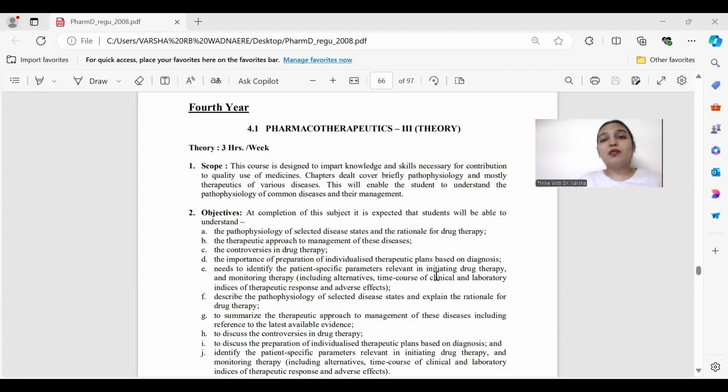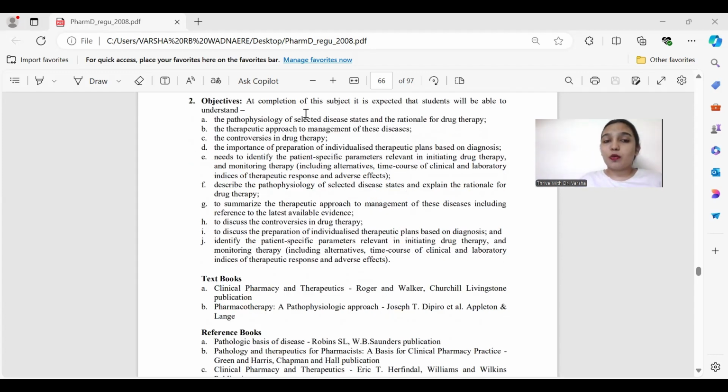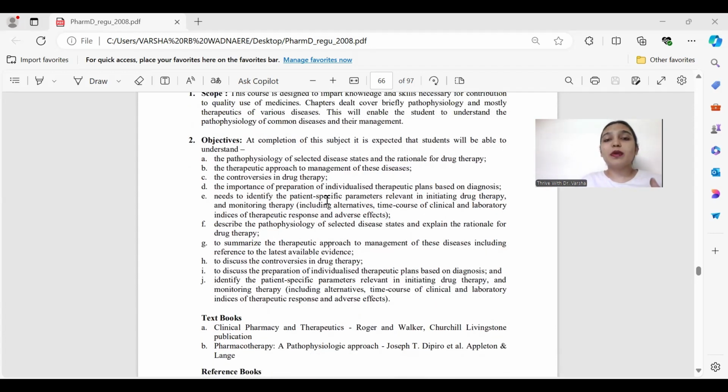Now, this year, we'll be having different body systems. What are the objectives? Once you have completed the subject, you should be able to understand the pathophysiology of any diseases that are included, as well as their rational drug therapy, then the therapeutic approach to manage those diseases, then controversies in drug therapy, and the importance of preparation of an individualized therapeutic plan based on the diagnosis. And you need to identify the patient-specific parameters relevant in initiating drug therapy and monitoring therapy, including the time course of clinical and laboratory indices and therapeutic response or adverse effects.